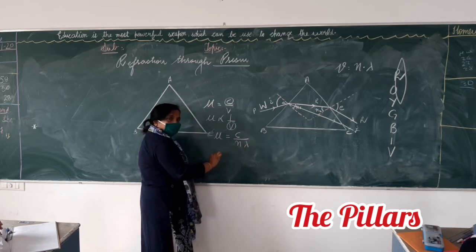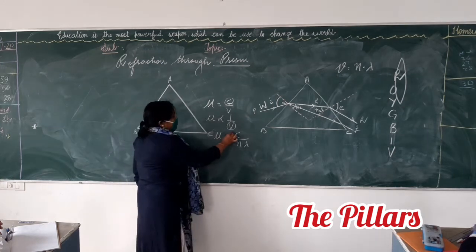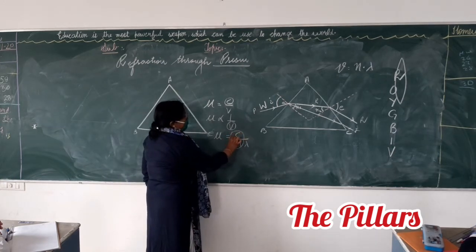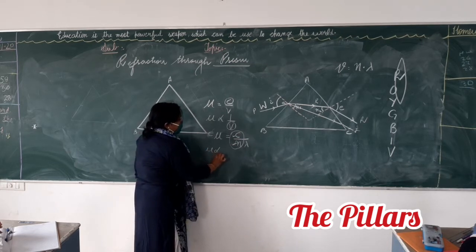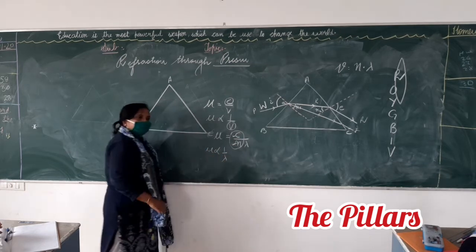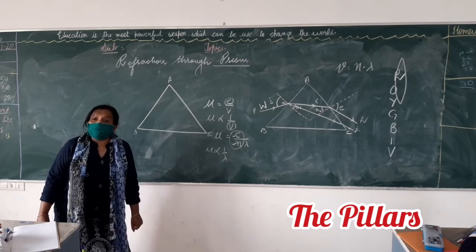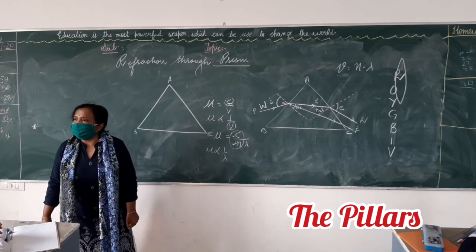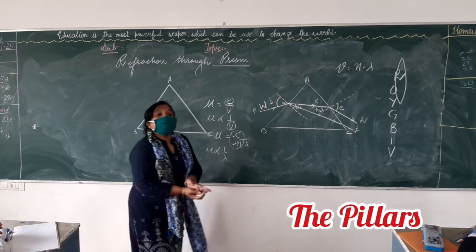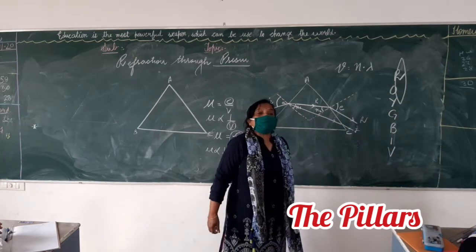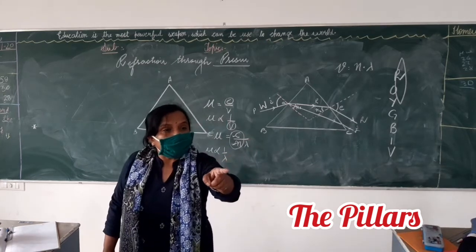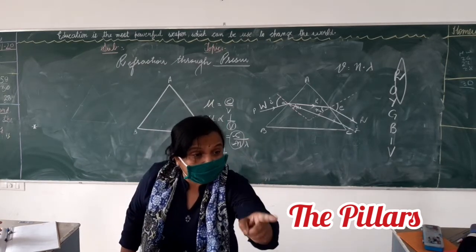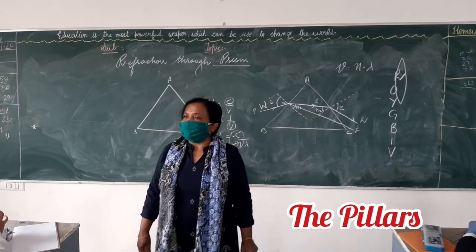C by n is constant. C is constant and frequency remains constant. So your mu is inversely proportional to lambda. What is lambda? Wavelength. The more the wavelength, the less is the bending and the less is the refractive index. If the refractive index is less, the bending is less.